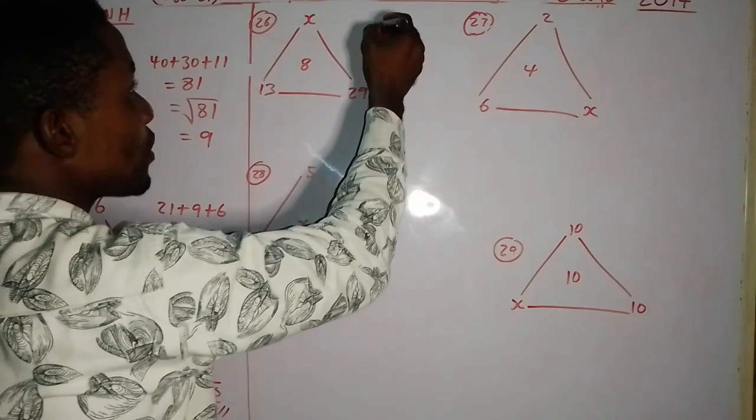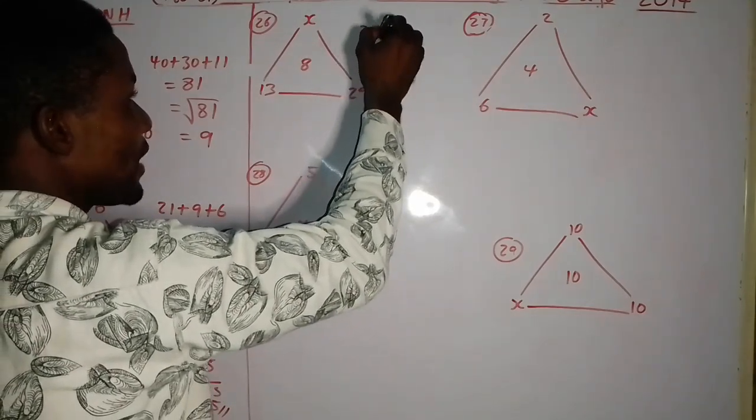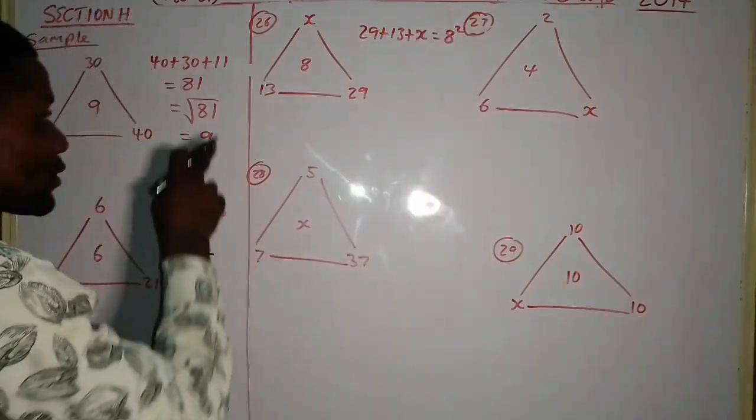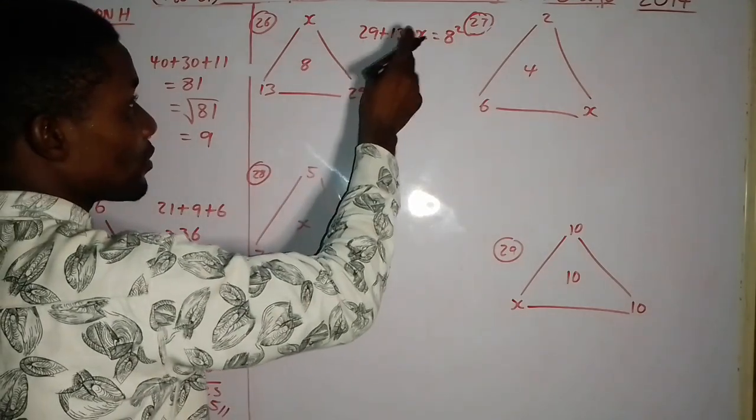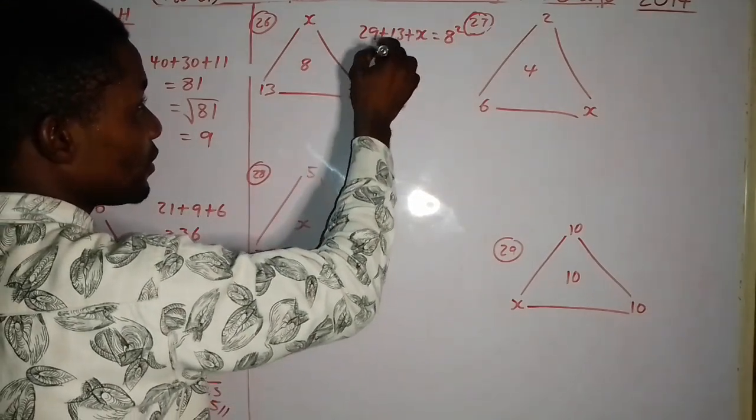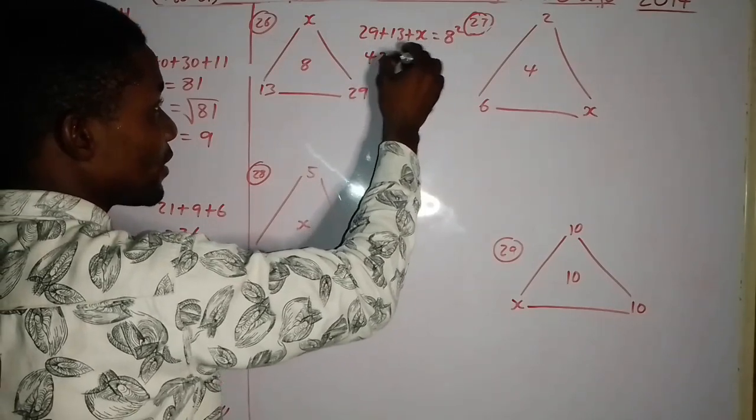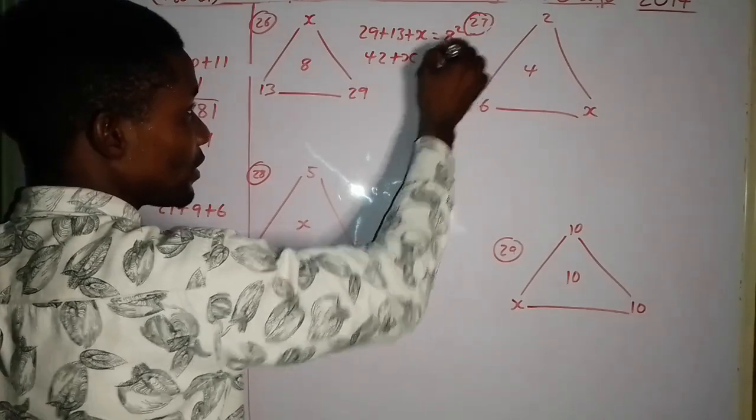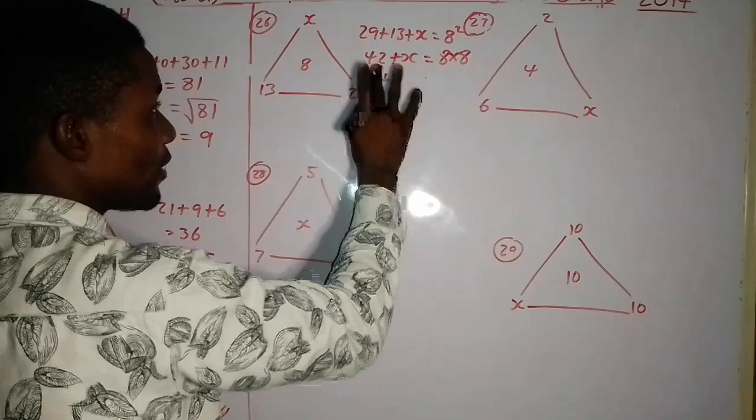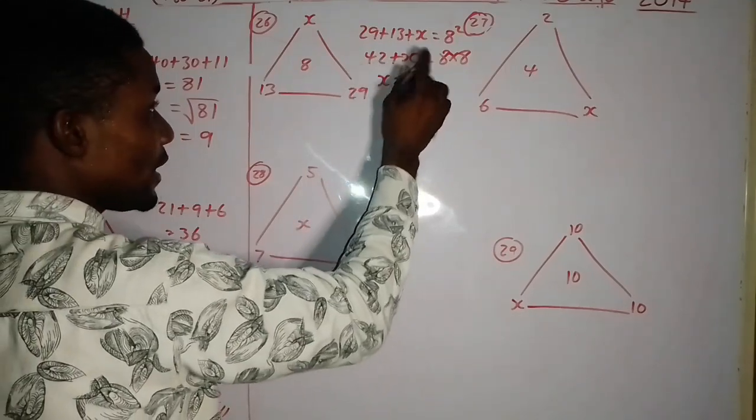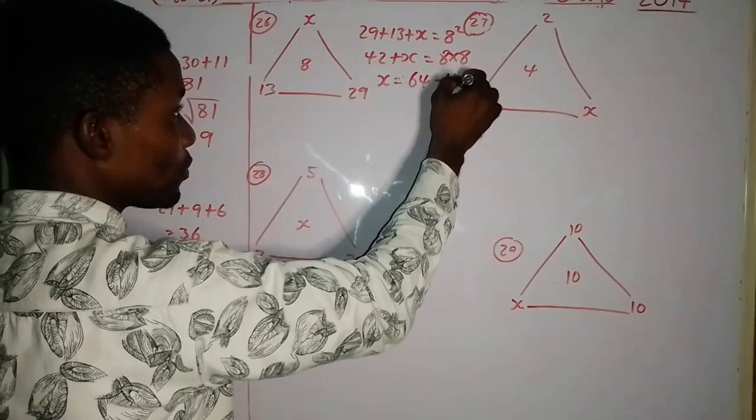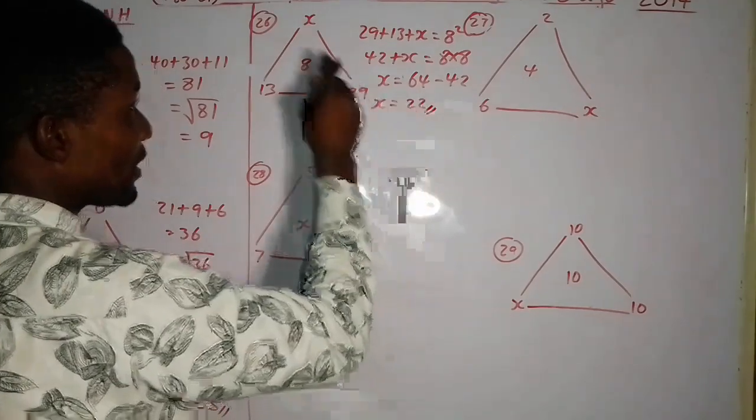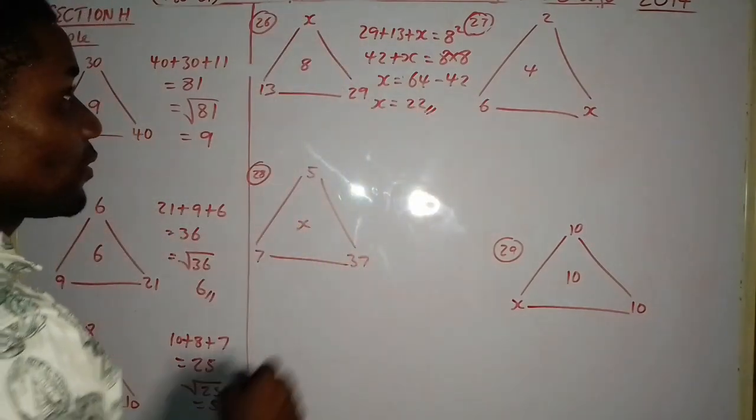To solve this one, we sum up everything. So we have 29 plus 13 plus x equals the square of 8. Since we are using square root for the other ones, this plus this gives us 42, plus x equals 8 times 8. So x equals 64 minus 42, which gives us 22. So our answer here is 22. Let's go for the next number.